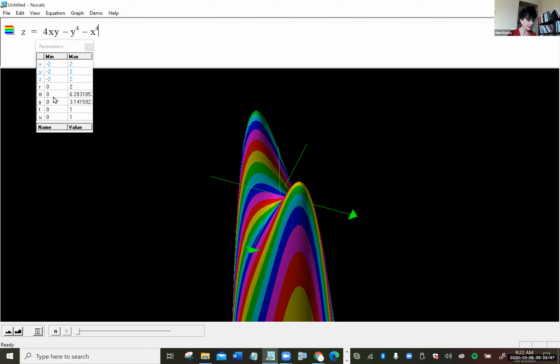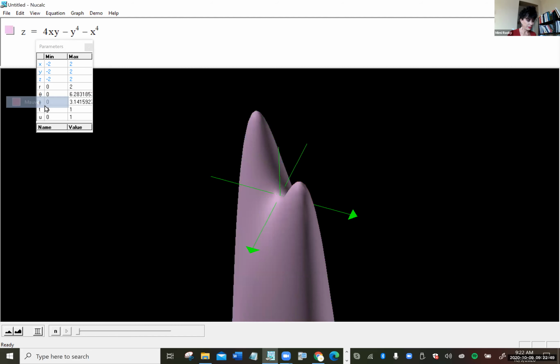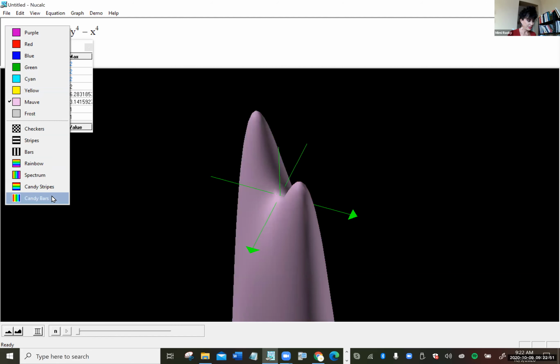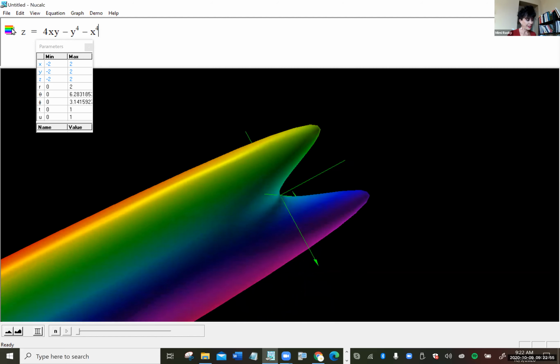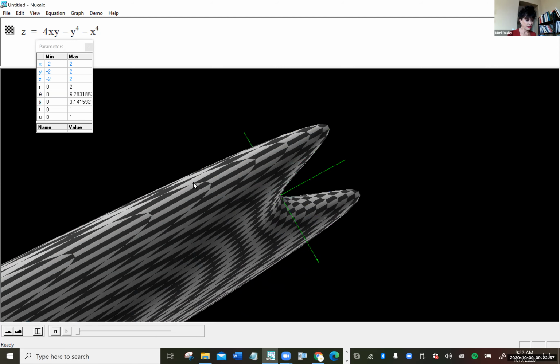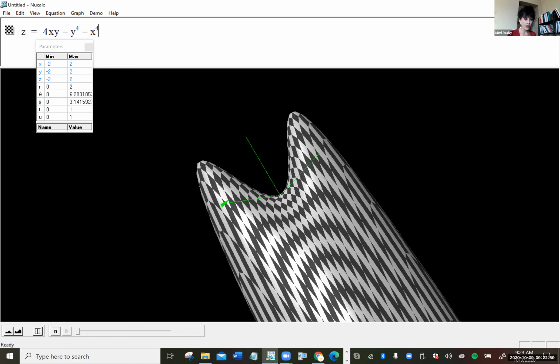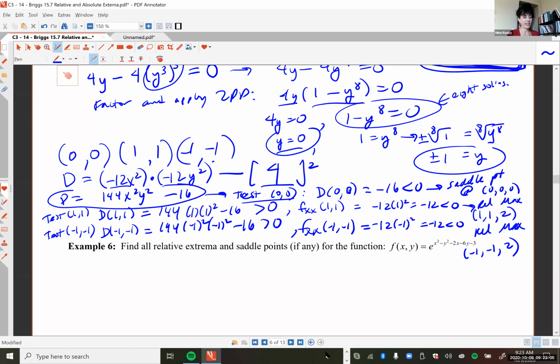Cool. I'm sick of candy stripes. Let's do something else. Mauve. No. How about rainbow? Ooh, that looks pretty. Okay, yeah, let's go black and white. Checkers. Oh, checkers. Nice. Okay, enough fun. Back to work. All right. I got to take my fun where I can get it.